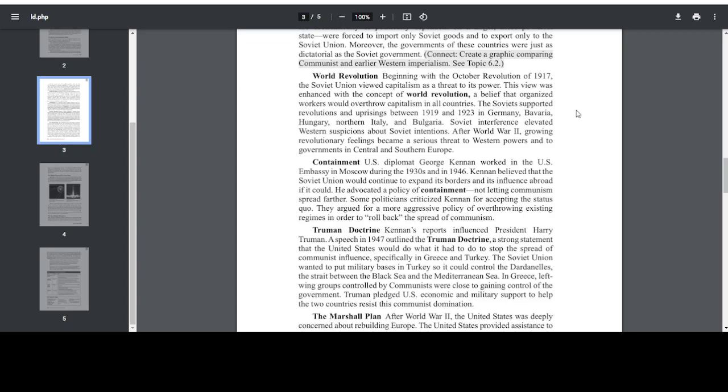Connect: create a graphic comparison comparing communist and earlier Western imperialism. See topic 6.2. We'll get to that soon. Now, World Revolution.